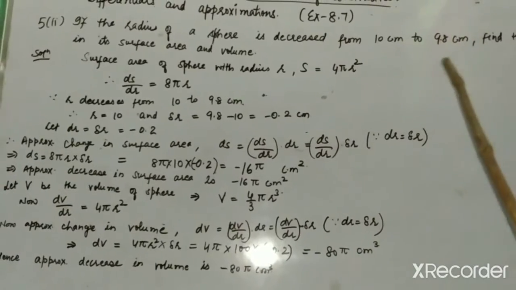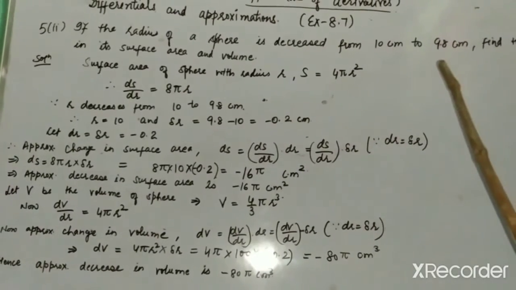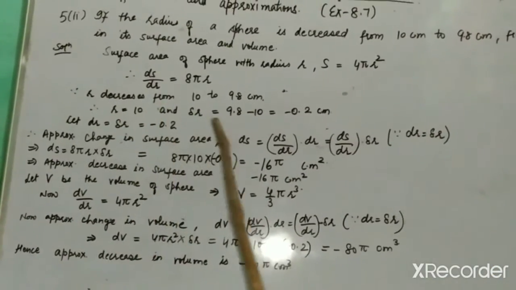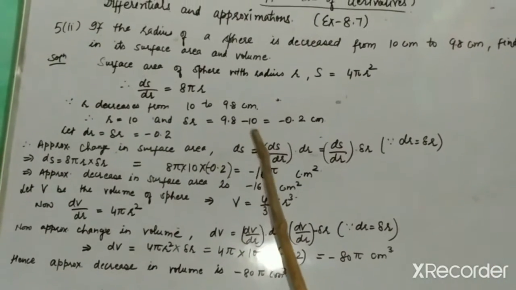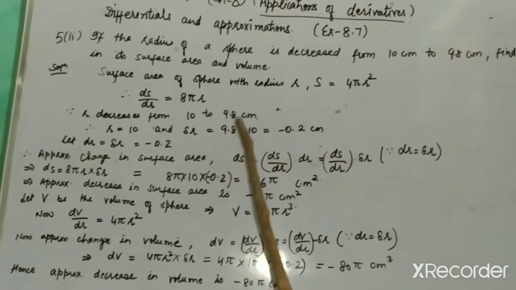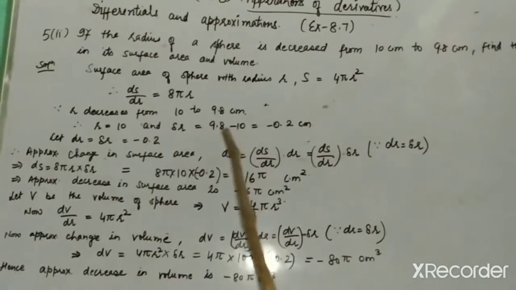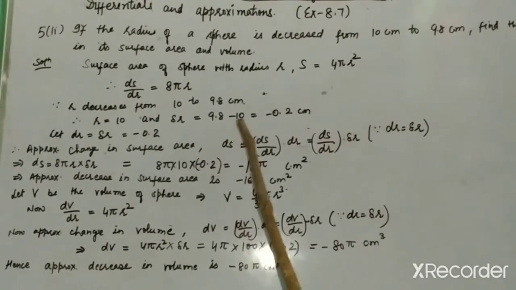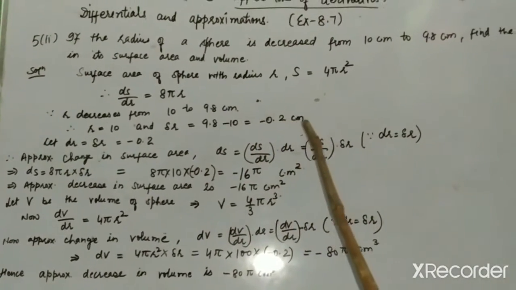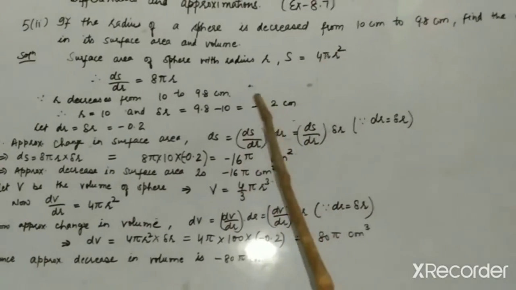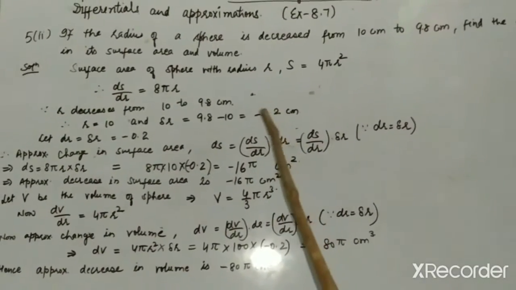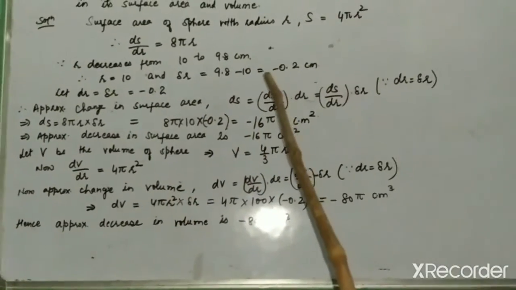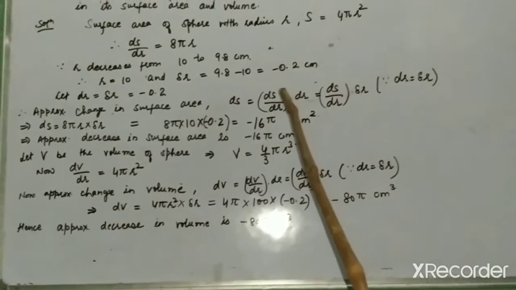We can take this as r plus del r and this be r. So r is 10 and r plus del r is 9.8. Here we subtract r from r plus del r, and then we get the value of del r. In this way we get 9.8 minus 10 equals minus 0.2 centimeter. The negative sign represents there is a decrease in the value. If the change in value is negative, that means our value is decreasing.